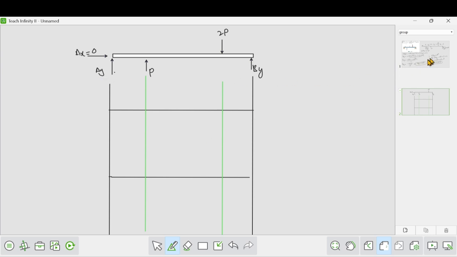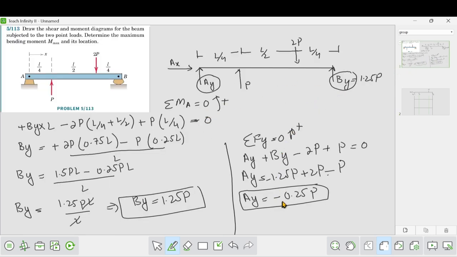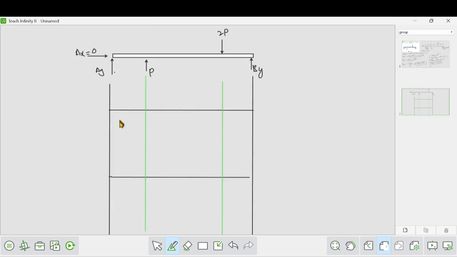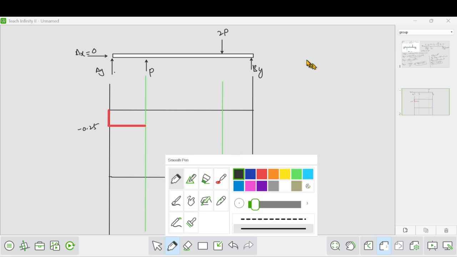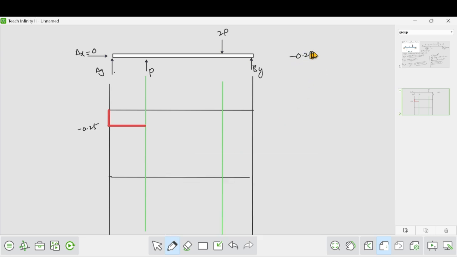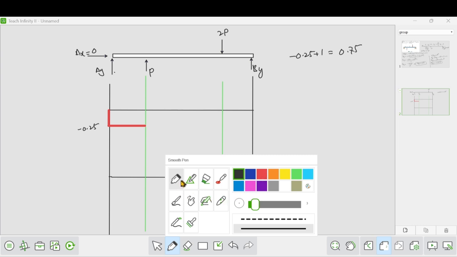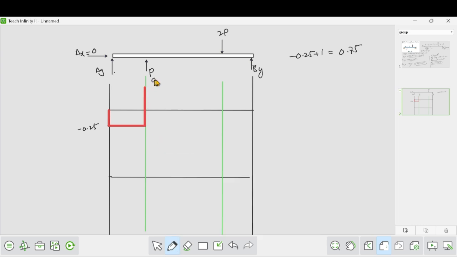So Ay value is, we have found that Ay value is negative 0.25. So this will be negative 0.25 up to this, and this is 1P. So negative 0.25 plus 1 equals 0.75, which is in upward direction. So this will be 0.75 up to this.